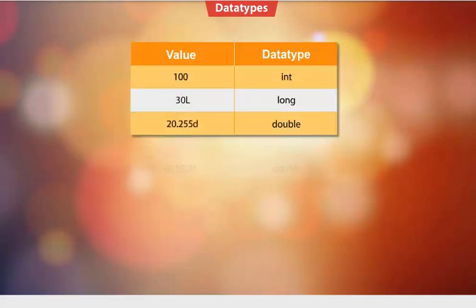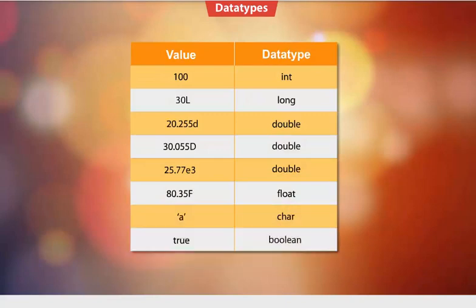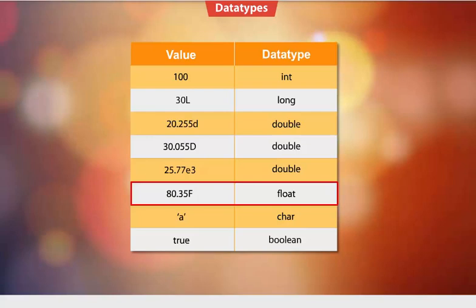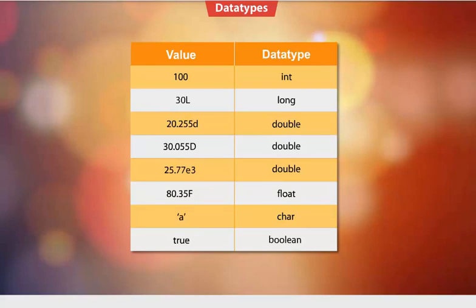You need to use certain symbols along with the values to indicate corresponding data types. For example, the suffix small l or capital L is used to indicate a long data type. So 30 capital L would indicate that this is a long integer with a value of 30. Similarly, small d or capital D indicates double data type. Small f or capital F indicates float data type, etc. Take a close look at the displayed table to understand how values are written to indicate data types.